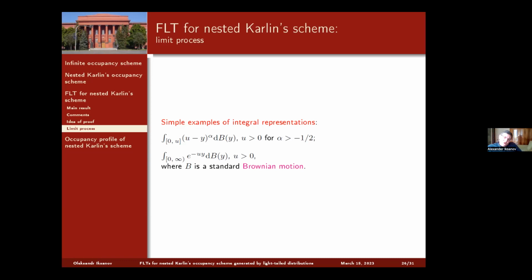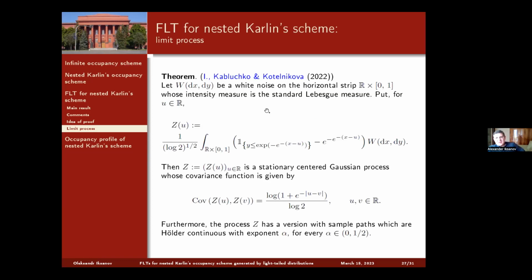In view of the simple form of covariance in our limit theorem, we became curious whether an integral representation of our limit process is possible. And our findings are presented in the next result. It turns out that an integral representation with respect to a two-dimensional Gaussian white noise is possible. The integrand here is a deterministic function.